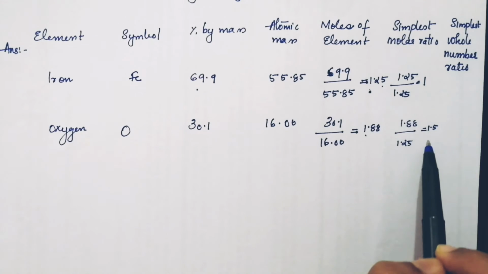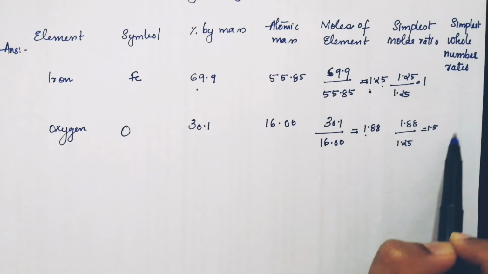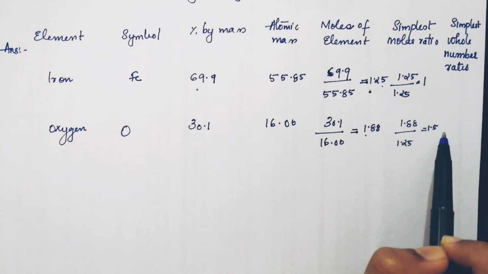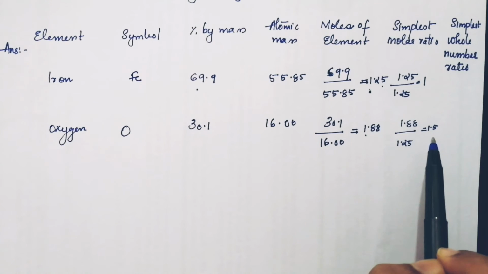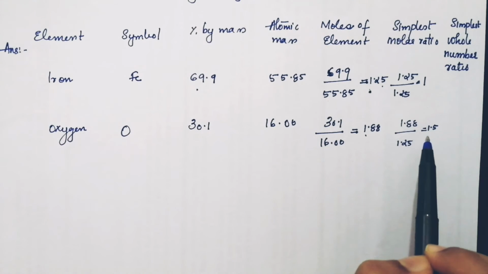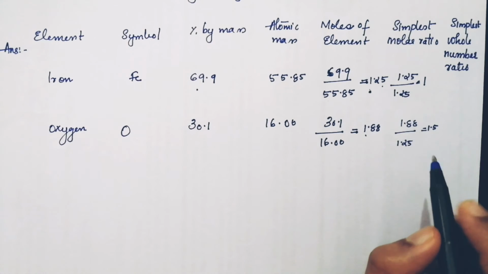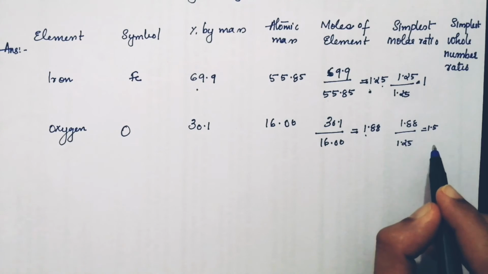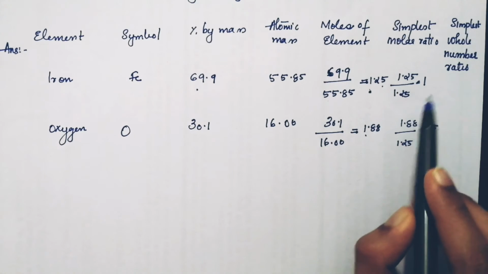Now the last column is simplest whole number ratio. Since this number is in decimal, to convert it into a whole number, we have to multiply it by a number such that this 1.5 will be a whole number. So we know that 1.5 into 2 gives us 3, which is a whole number. So we multiply this 1.5 with 2. When we are multiplying 1.5 with 2, we have to multiply this 1 also with 2.